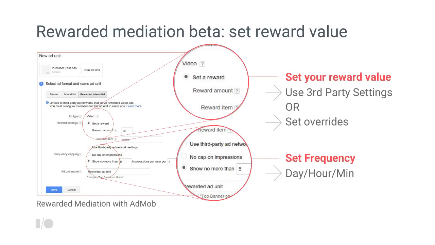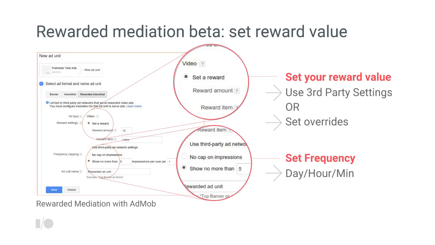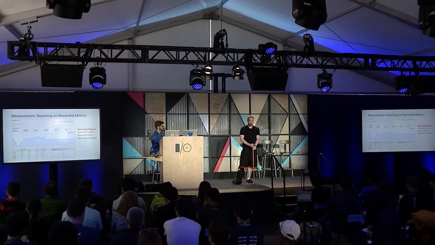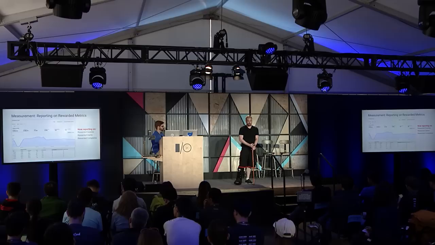So setup is really straightforward. On this screen, you can specify your reward settings. You can choose to preserve values you've set with third-party networks, or you can override them with values we store on Google servers. And you can set your frequency cap to the day, hour, or minute. And of course, measurement is critical. So you'll be able to see your rewarded queries, starts, and completes in your mediation reports.